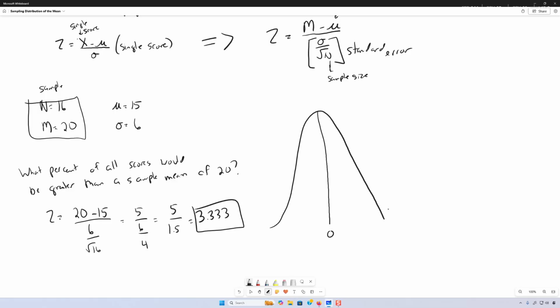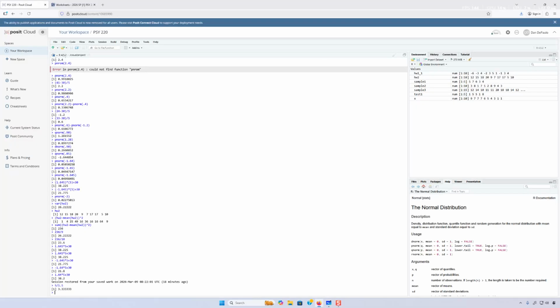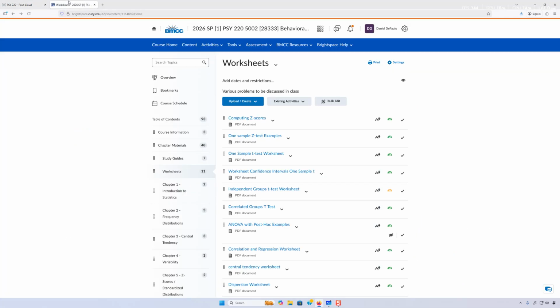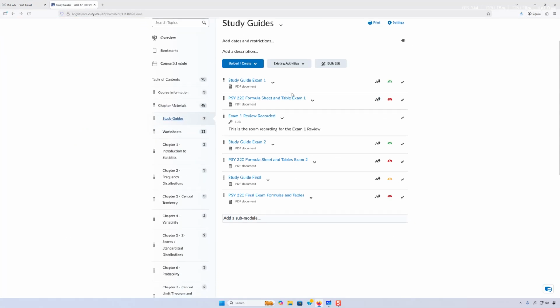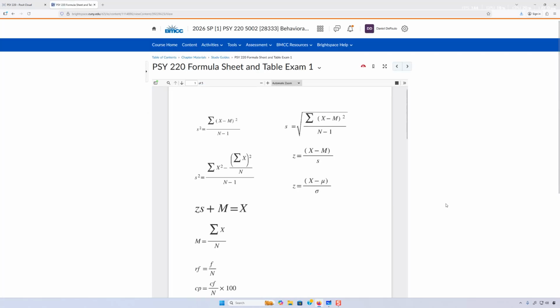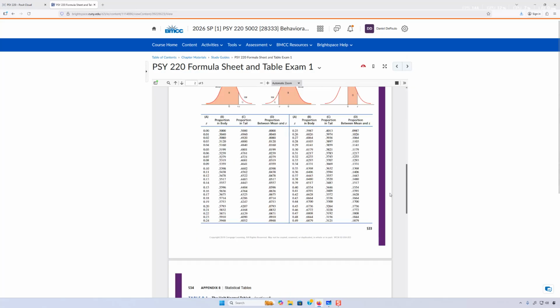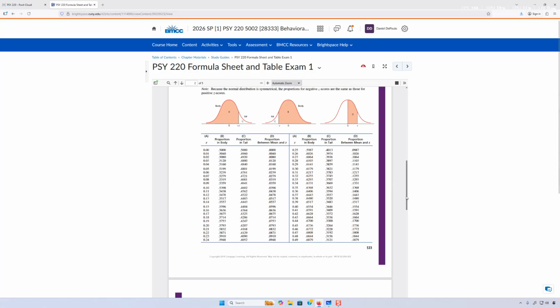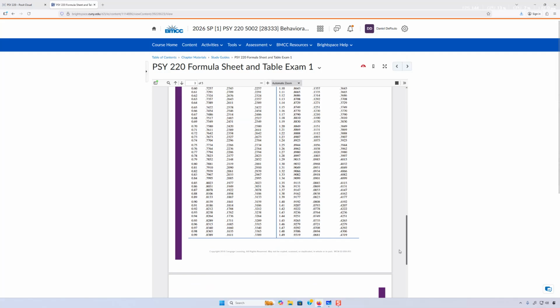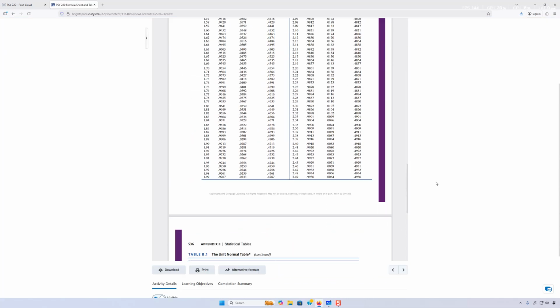Here's 0. Way out in the tail here is 3.33. So we want this tiny, tiny shaded area. So let's look to see if it's in the table. I need to go to my table, which is back here under study guides. Let's look in the table for the 3.33. It may not be.